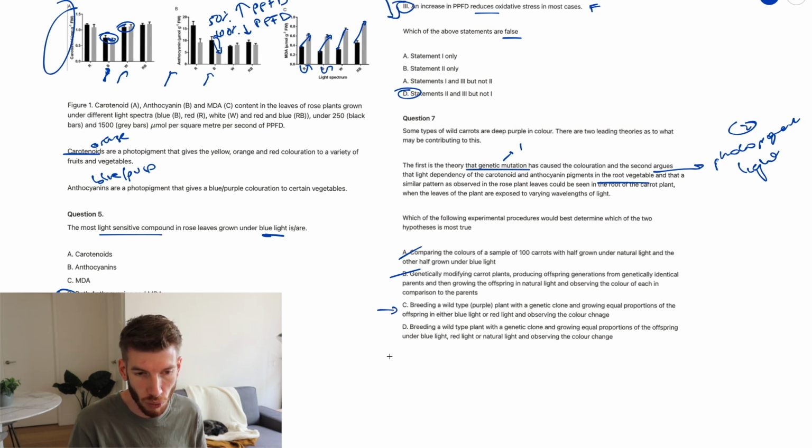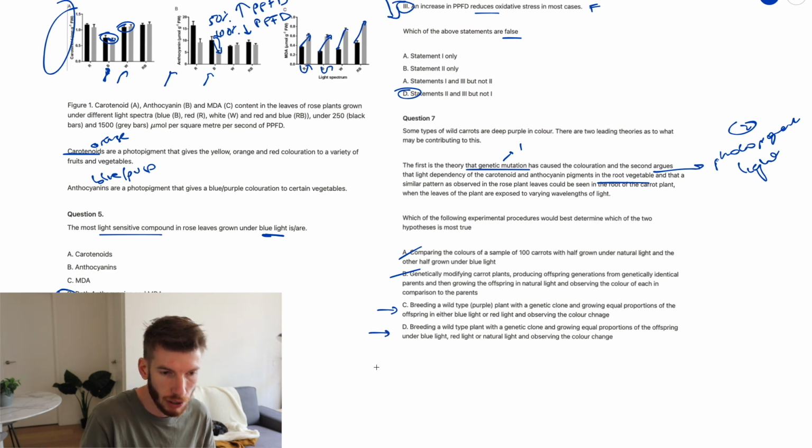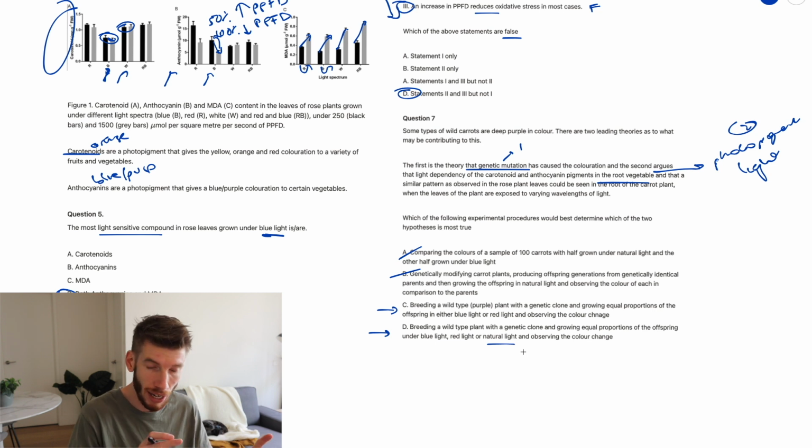And then D says breeding a wild type plant with a genetic clone and growing equal proportions of the offspring under blue light, red light, or natural light, and observing the color change. So this one's almost identical, right? The only difference is that it says it's still a wild type plant. Everything else is the same, but it says natural light as well. The other one just said blue and red.